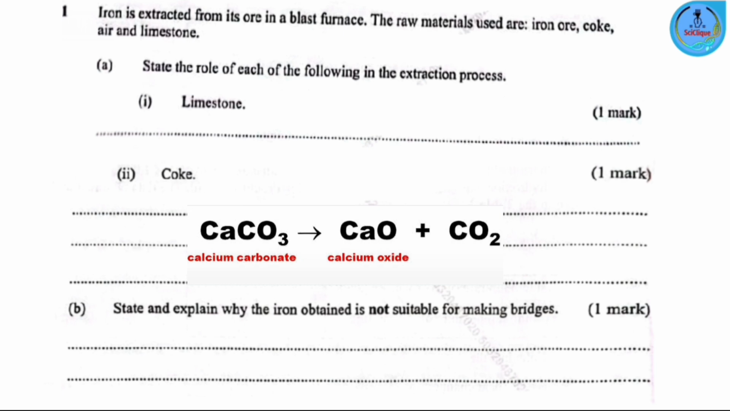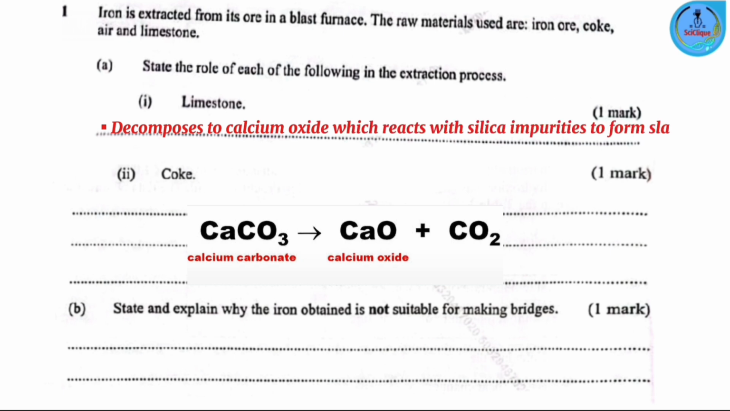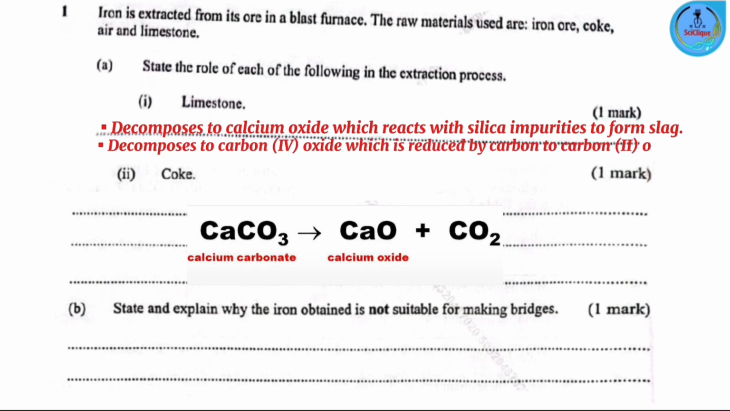Each of these two has their purpose. They have a role that they play during the extraction process. So calcium oxide, for example, helps to remove impurities in the ore. Carbon 4 oxide, on the other hand, is reduced by carbon to carbon 2 oxide, which then reduces the ore.